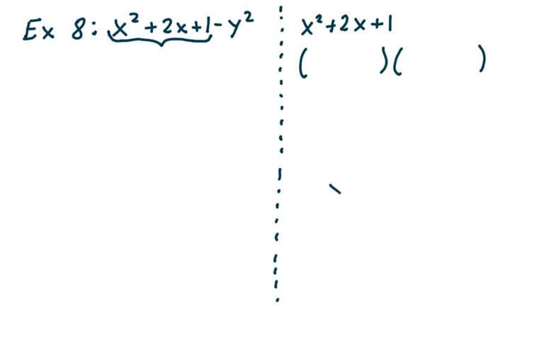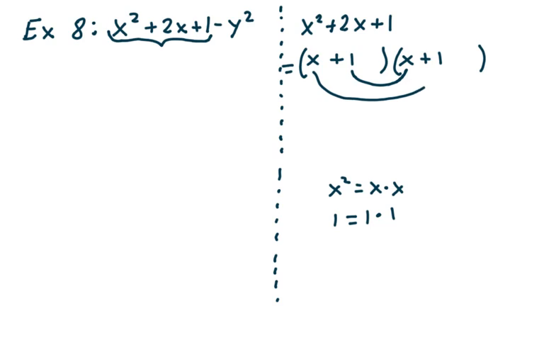Now, notice that x squared is equal to x times x. There's no choice. So that's what goes in the first term of each factor. And then 1 is equal to 1 times 1. And again, there's no choice. And so this ends up being x plus 1 times x plus 1, right? And if you notice, 1 times x plus x times 1 gives me 2x. And so it factors really nicely.